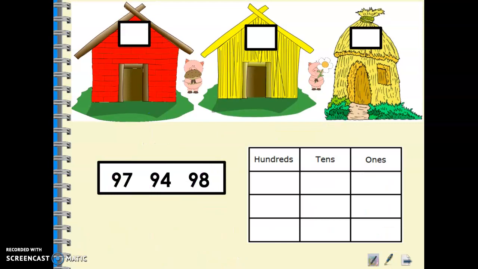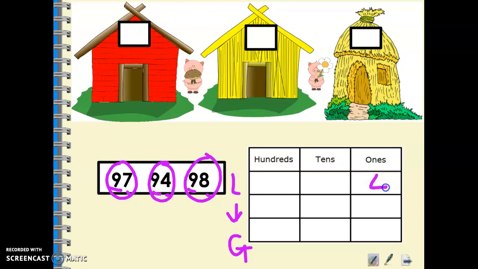All right, same here. I want to order our numbers in order from least to greatest. So let's look at our numbers. We have 97, 94, and 98. So look at our tens place. They're the same. So we go to our ones. We have 7 ones, 4 ones, and 8 ones. So 4 ones, that is our least. Okay. 7 ones is next. And then our greatest is 9 tens and 8 ones.